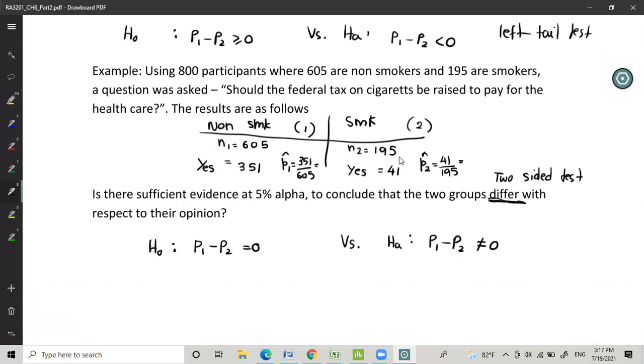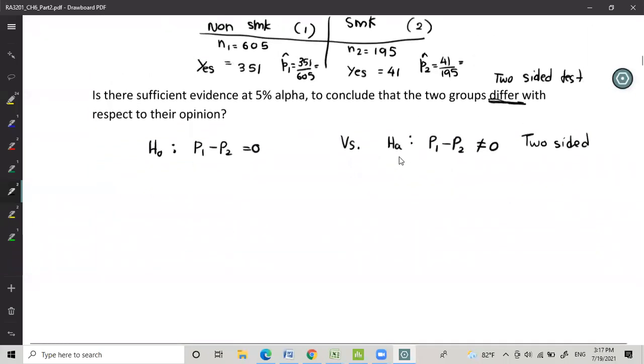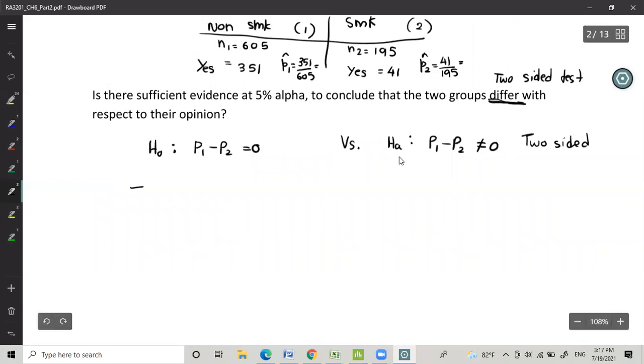Right. So this is our hypothesis, two-sided test. Why is it two-sided again? Because you are going to check whether their opinion differs, not equal, right? Now, what is the next step? You need the test statistic, right? So here's the equation for the test statistic. Again, you don't have to memorize them, as I always mention.